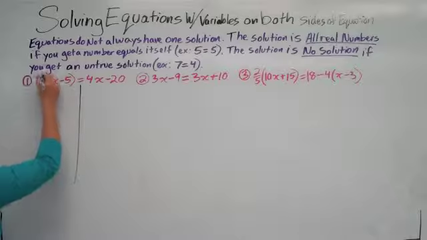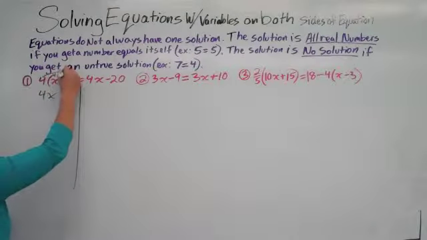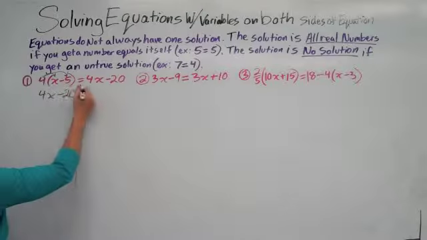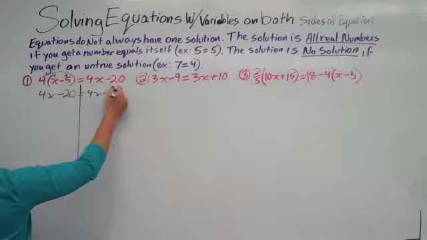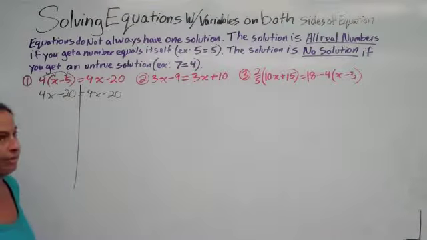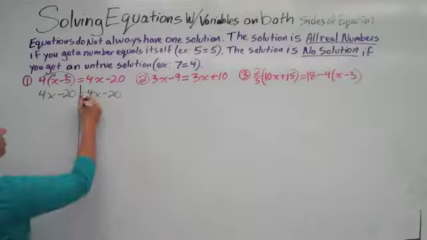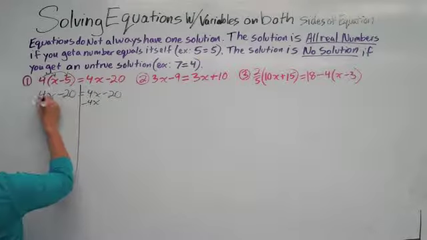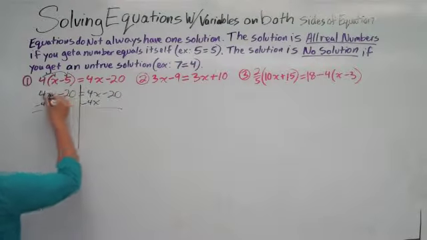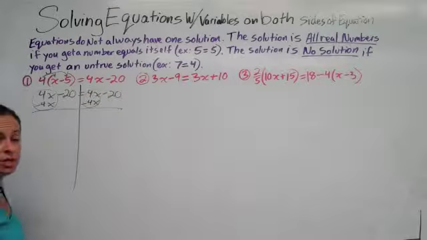We are going to distribute: 4 times x is 4x, 4 times 5 is 20. So I end up with 4x minus 20 equals 4x minus 20. Once you get good at this, you will be able to figure it out at this point, but let's get the x's to one side of the equation. So I'm going to subtract 4x from this side and 4x from that side. And what happens is these both equal 0.